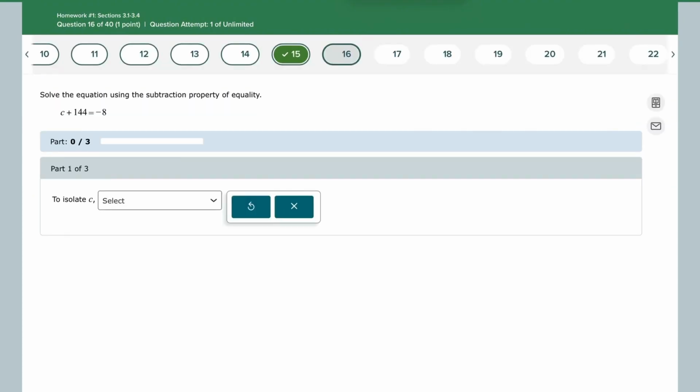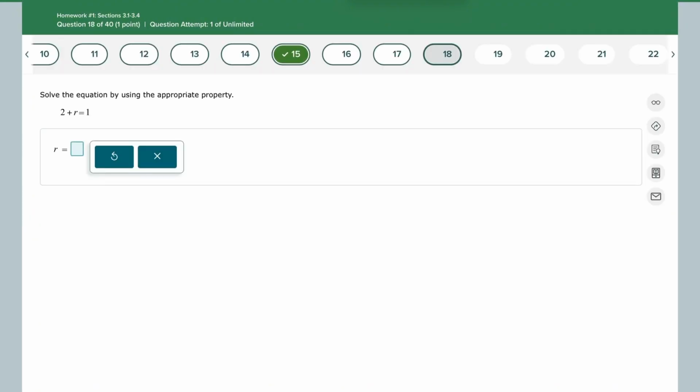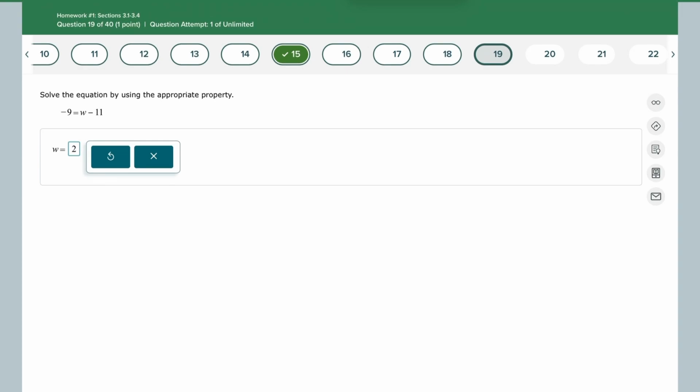Same thing here. Just solve the equation. Same thing. We just subtract 16 from both sides. Same thing here. Now we have 2 negatives, but it doesn't matter. We just add 11 to both sides, and we end up with W being equal to 2. So don't let that confuse you.